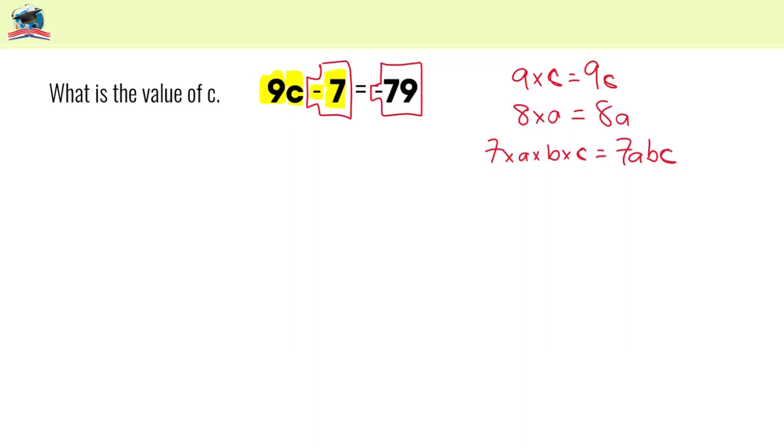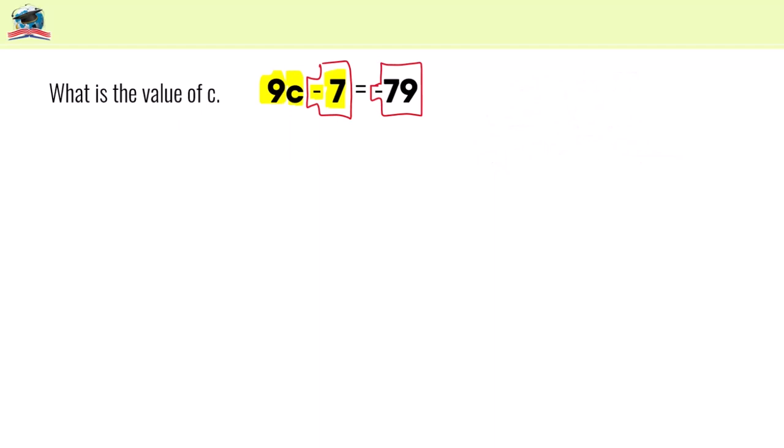So 9C means 9 times C. And C stands for a number, an integer. We don't know what it is, but we're going to get it. That's what we're told to find. Okay, let's go for the question. Now we go this way.